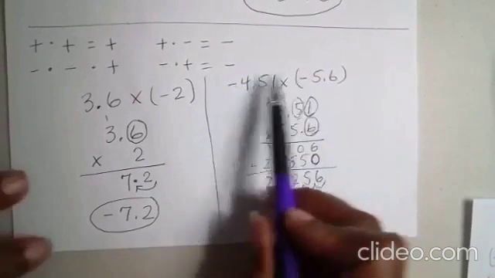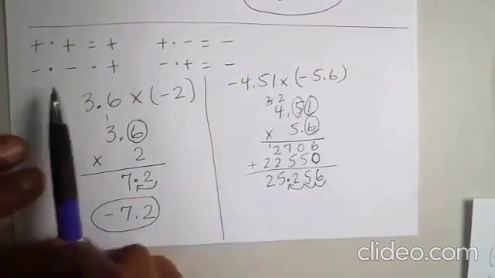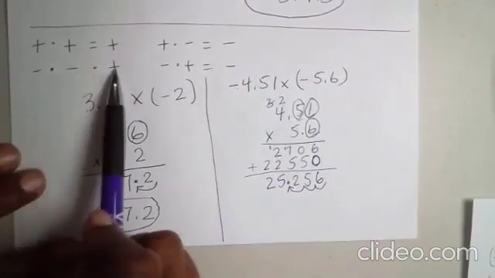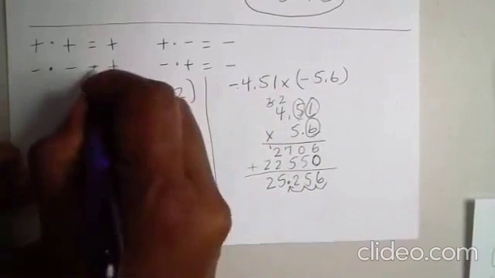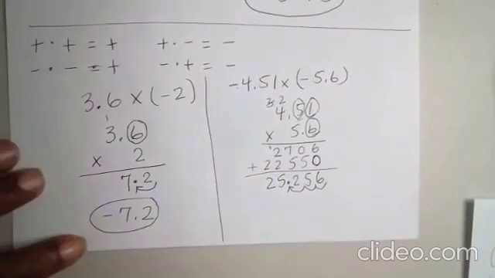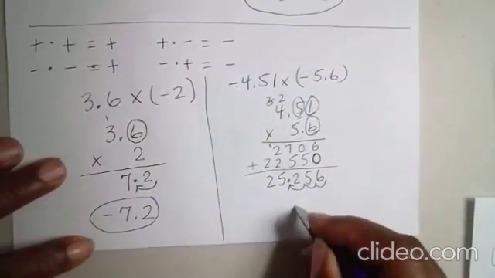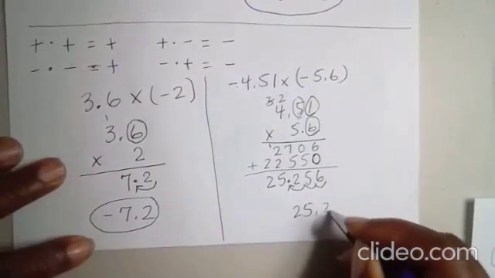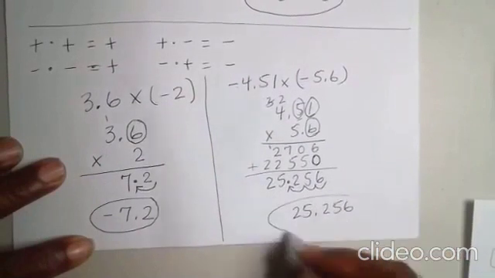So both of these are negative. According to our rules over here, negative times a negative equals, this should be an equal sign, oops, equals a positive. So our answer is positive 25.256.